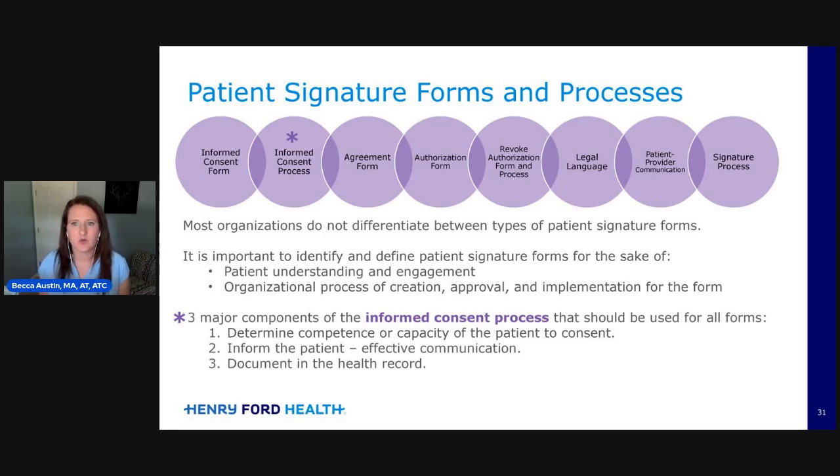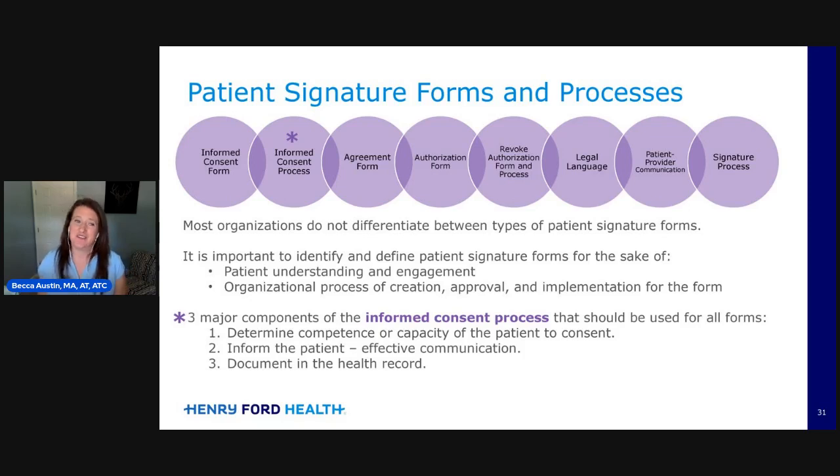So again, all of these forms are different. When we talk about informed consent, that is the most strictly regulated type of consent form and process. It's not just a form, it's a process as well. You can find instructions from the Joint Commission, CMS, and AMA, all about what informed consent looks like. And you can see at the bottom here in the purple asterisks the three major components that are required from an informed consent process.